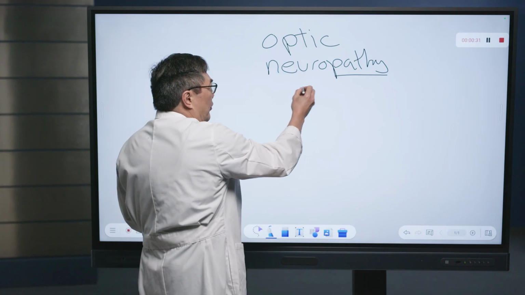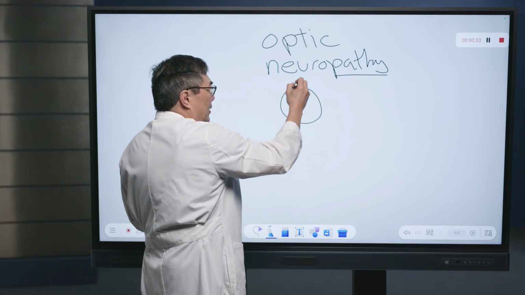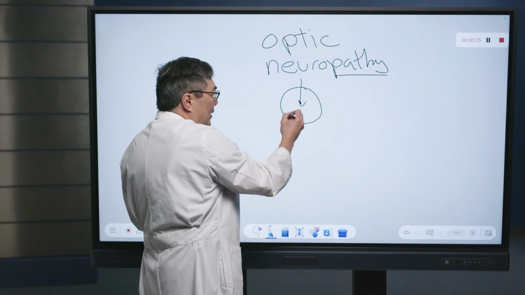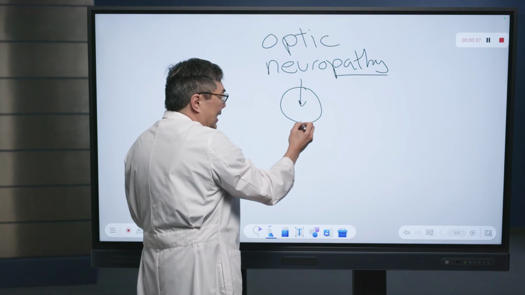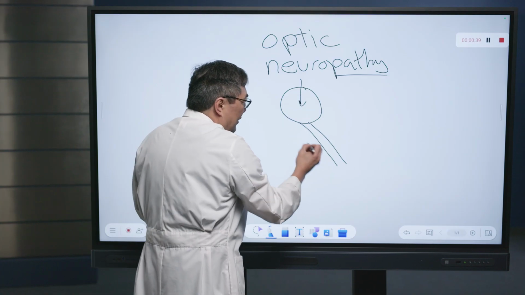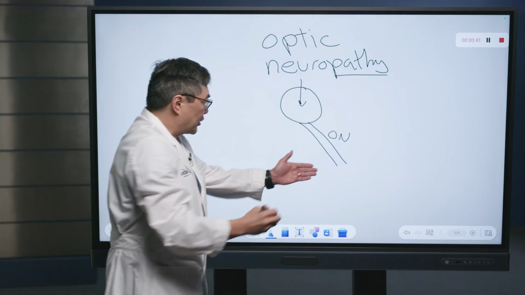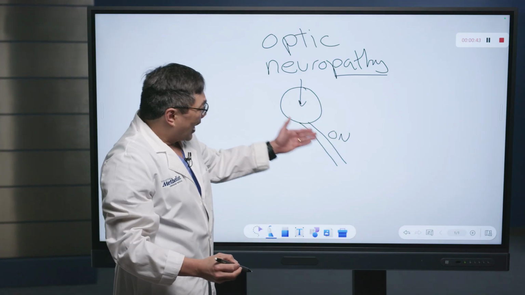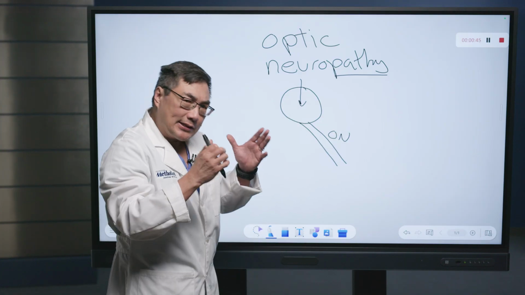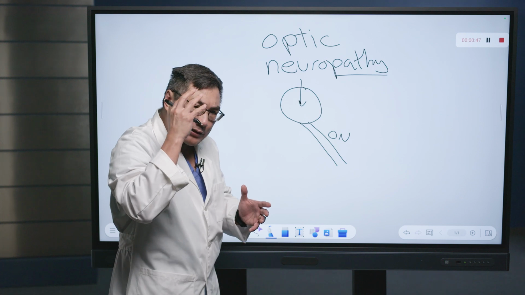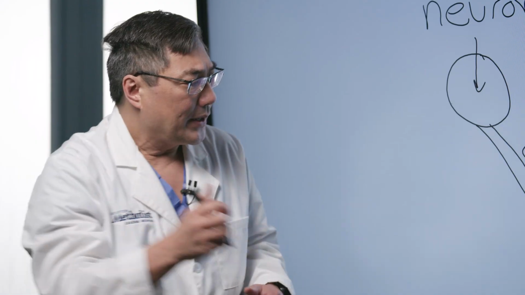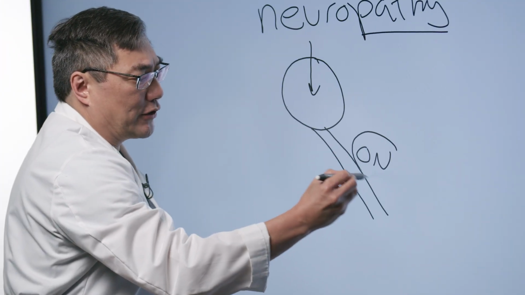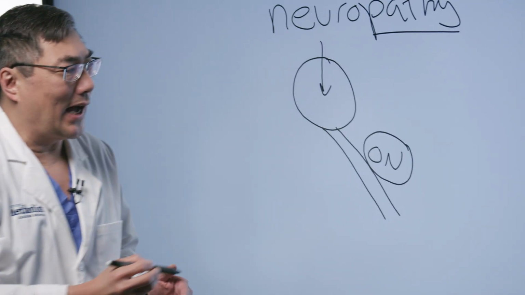So as you know, the eyeball with the retina receives the light and then sends the information back, and that structure is called the optic nerve. So the optic nerve carries the information like a telephone cable from the eyeball itself, from the retina to your brain. And today we're just going to be focusing on this part right here, which is called the optic nerve.